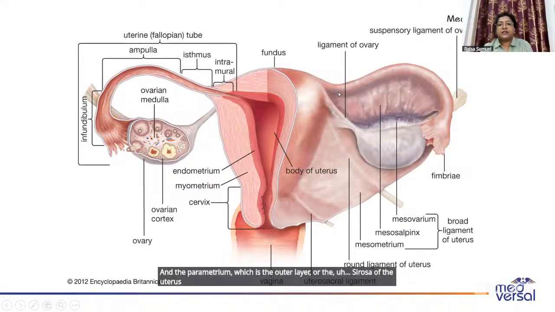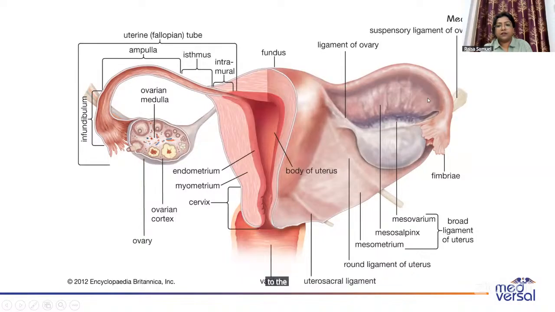And here you can see the ligament of the ovary, by which the ovary is connected to the uterus, and this is the suspensory ligament of the ovary, by which the ovary is connected to the lateral pelvic wall.